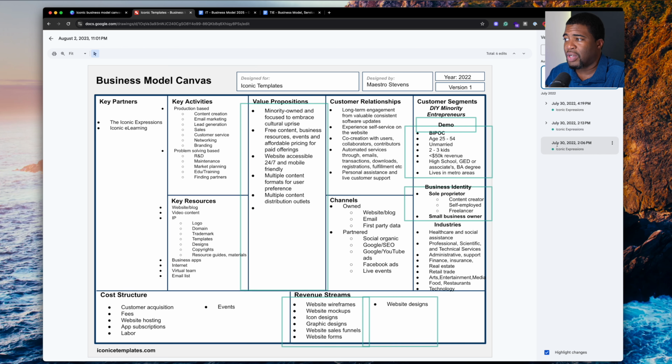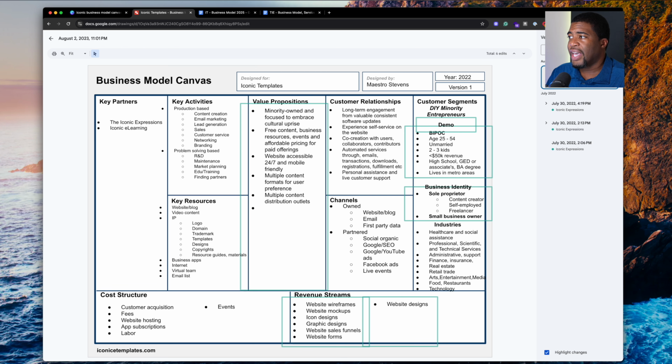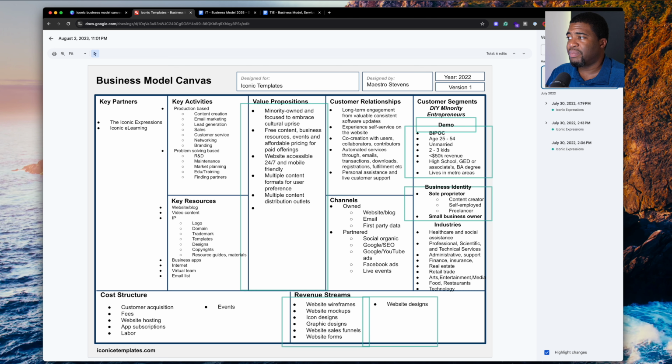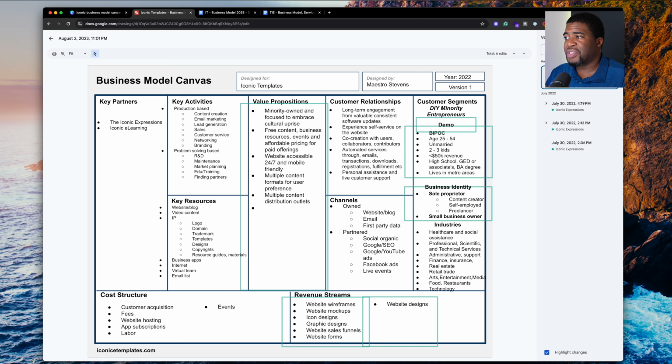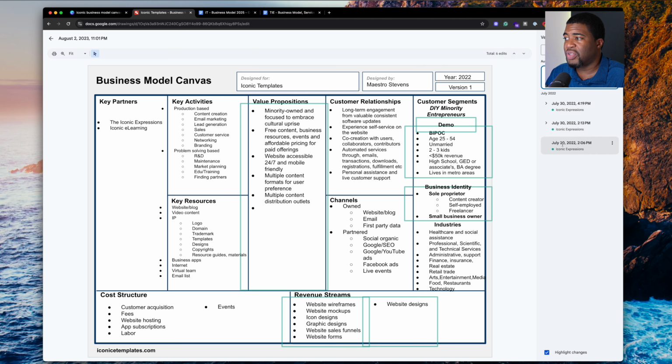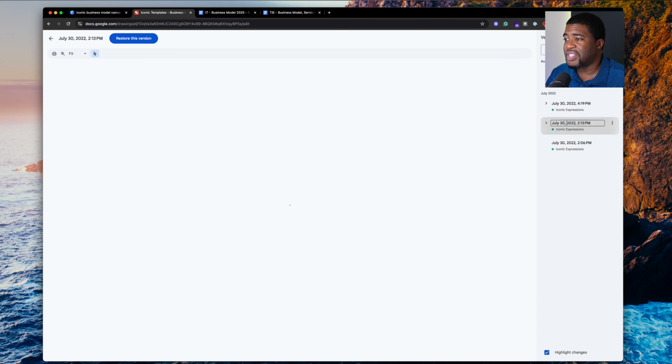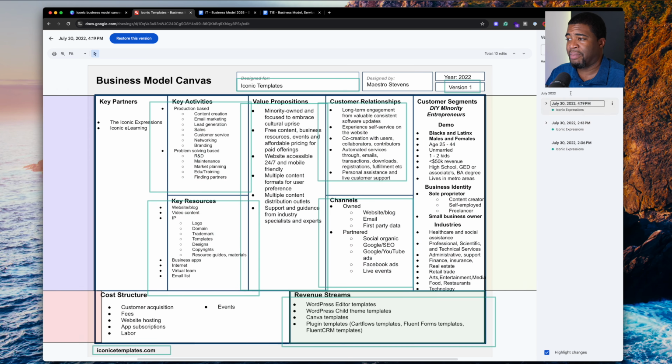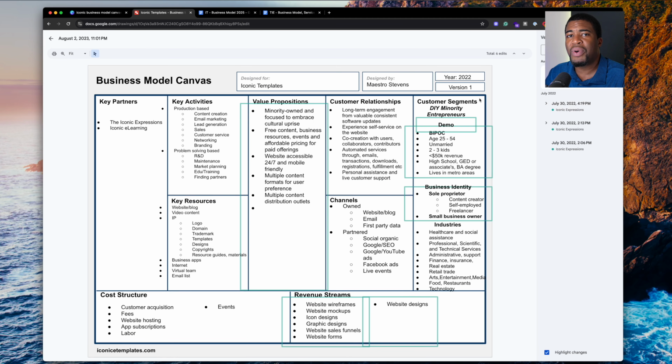I started this business model in July of 2022. And then August of 2023, that was the last time that I worked on this business model in this format, because I changed the format up. But you can see that there's a difference, right? You can see the changes over time. You all need to be able to do that with your business.